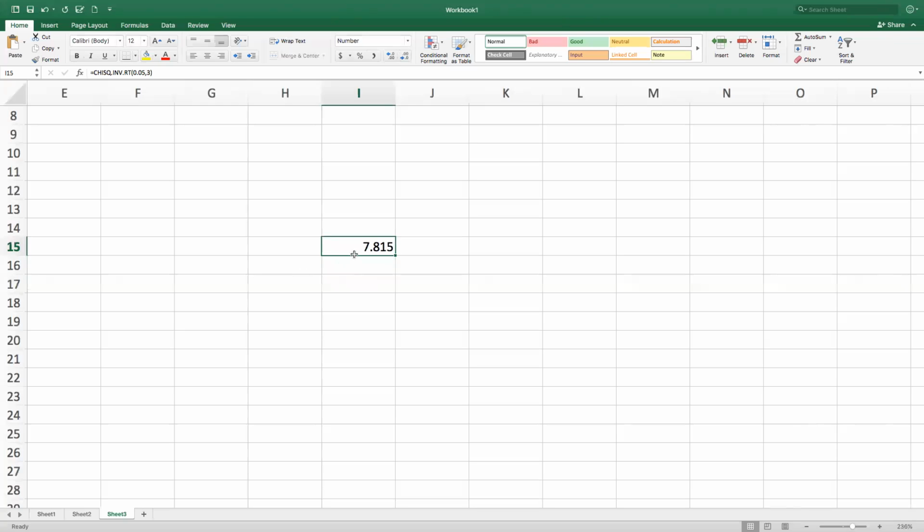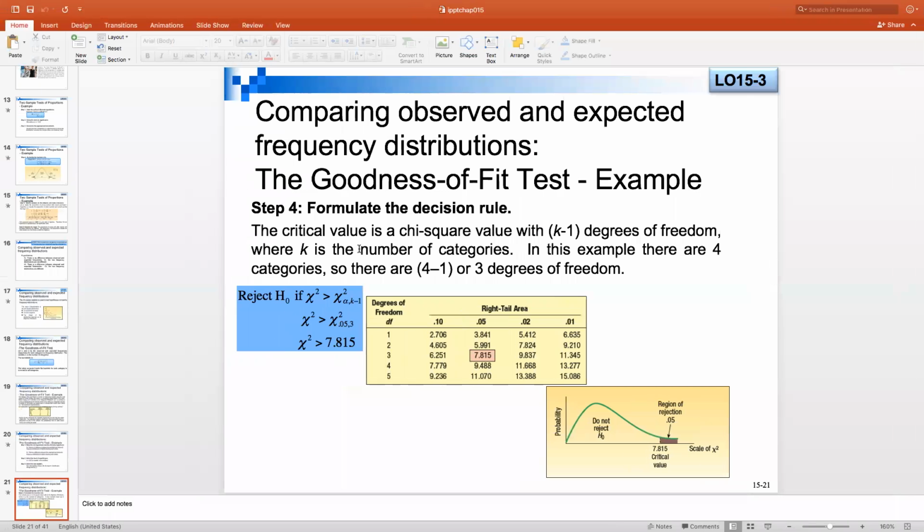And keep in mind too, this is very similar to the F, right? Before we dropped an F in there and we found our F. And again, the RT means we're going to be on that right side, which is one of the rules for this use of the chi-squared. Okay, so there's our 7.815. What do we call that again? It's the critical chi-squared.